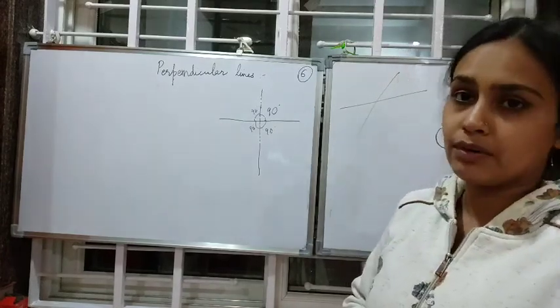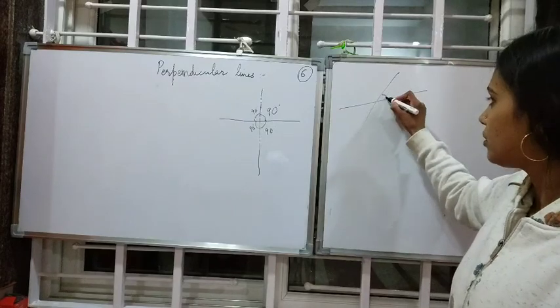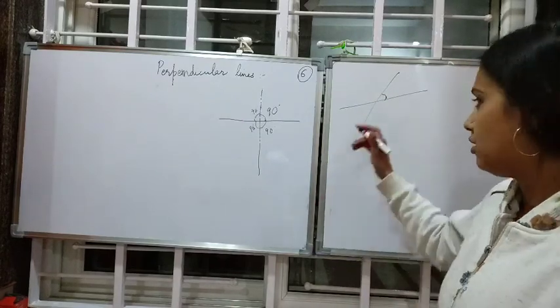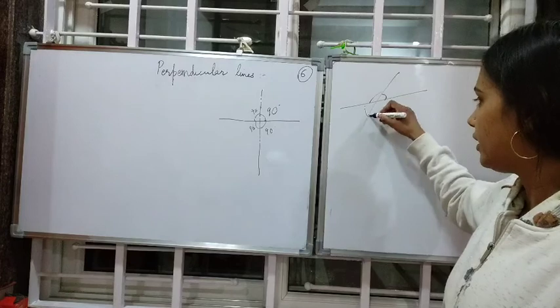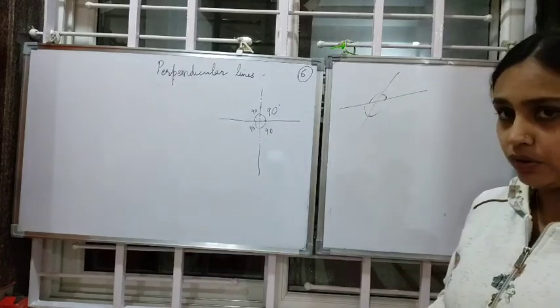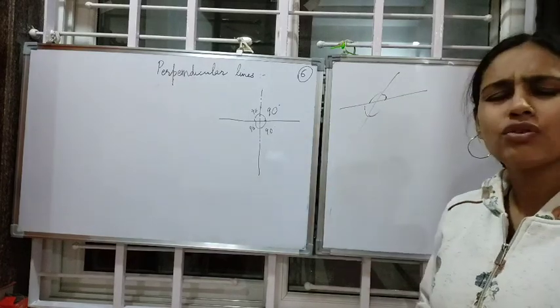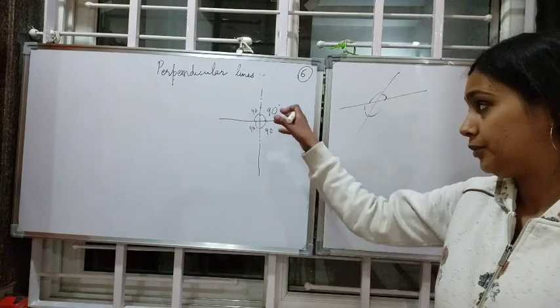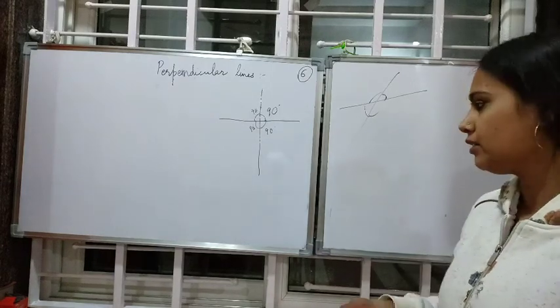This is not a perpendicular line. Why? Because this angle is not 90 degrees. Not 90 degrees. Okay. Let's go through some examples of perpendicular lines.